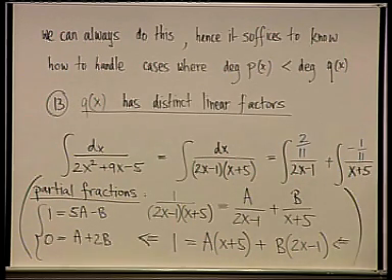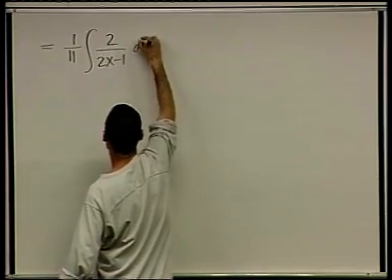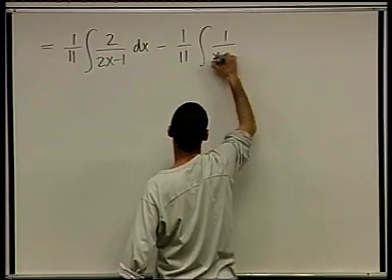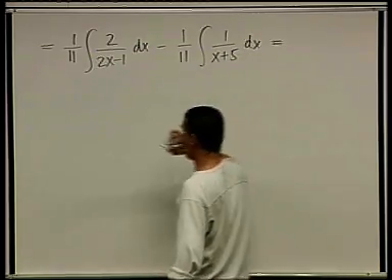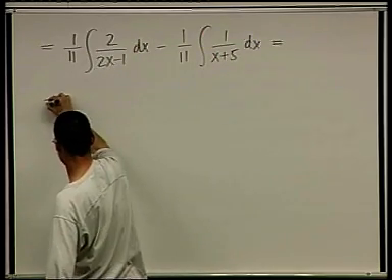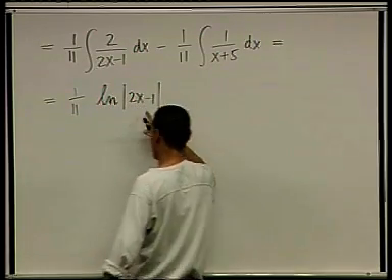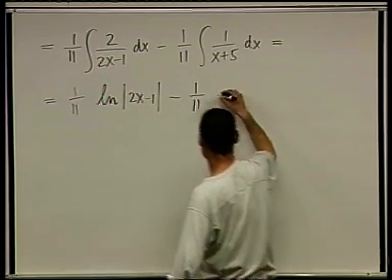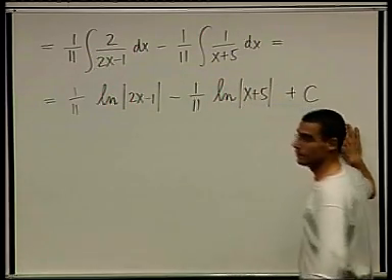So I'm going to write it as 1 over 11 integral of 2 over 2x minus 1 dx minus 1 over 11 integral of 1 over x plus 5 dx. The reason I left this 2 inside is because it's the derivative of the bottom. So I get 1 over 11 ln of absolute value of 2x minus 1. And the inner derivative is precisely 2, so that's precisely that. Minus 1 over 11 ln of absolute value of x plus 5 plus c. And I'm done.